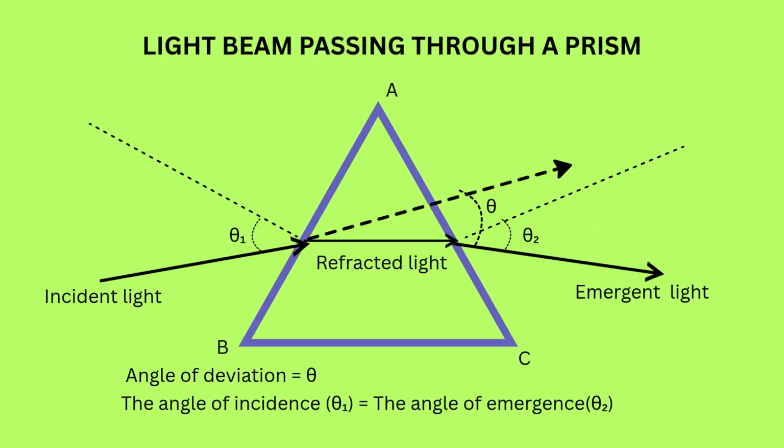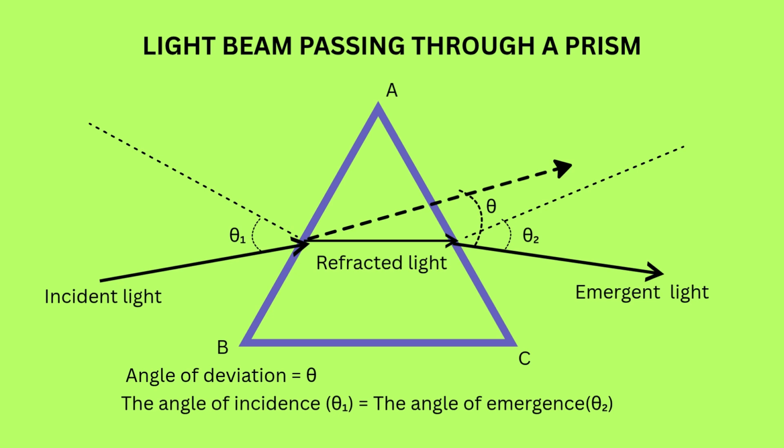When the light beam enters the prism, from air into glass, it bends towards the normal because glass is optically denser than air. This bending is called refraction at the first surface. The light travels obliquely inside the prism. Because of the triangular shape of the prism, the second surface is not parallel to the first one, so the light will again bend when it leaves.